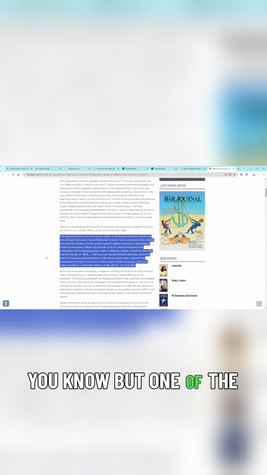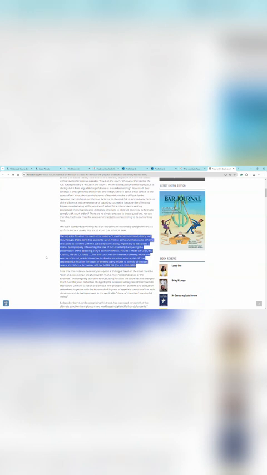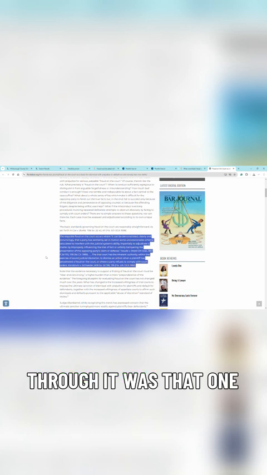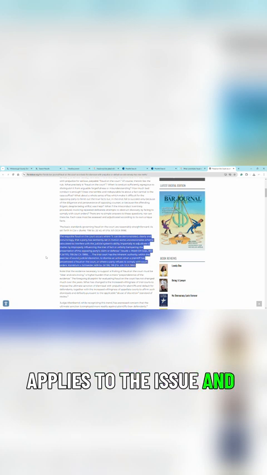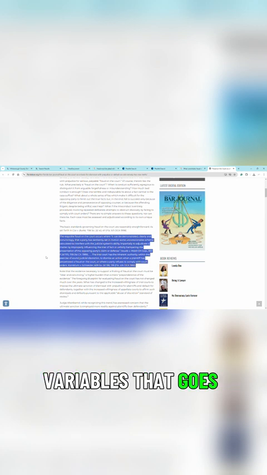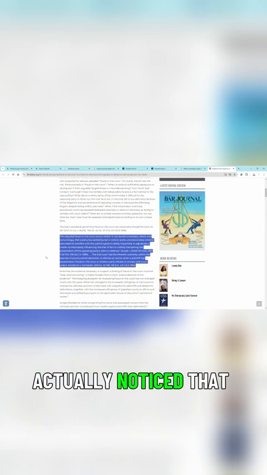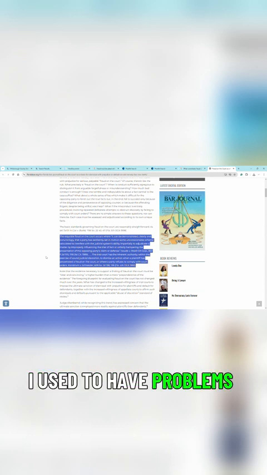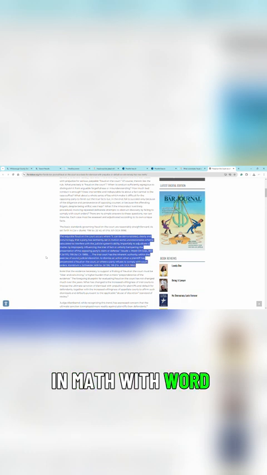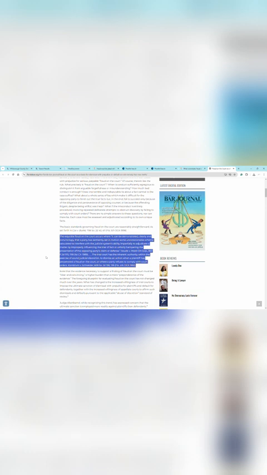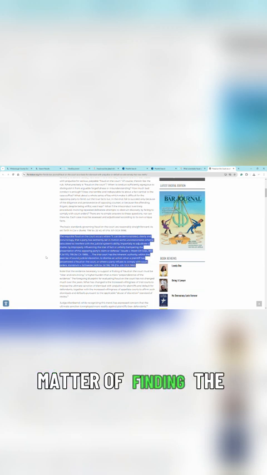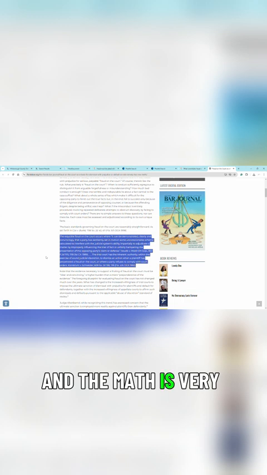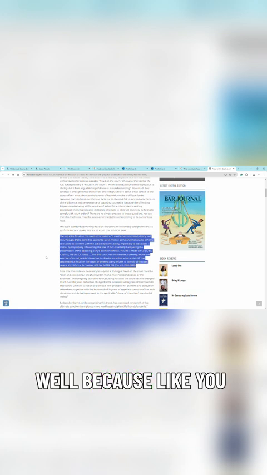But one of the things I ended up realizing in math while I was working through it was that I need to understand the formula that applies to the issue, and then understand the variables that go with it. When I was younger, I used to have problems with word problems because the words would kind of throw me off. But once I figured out what the formula is, it was just a matter of finding the variables. And math is very similar to law too, because you don't use one formula for everything.